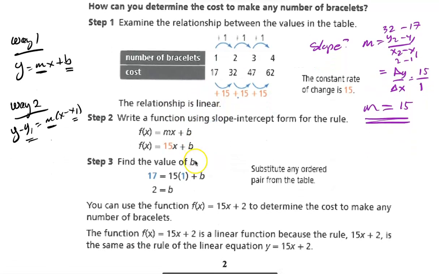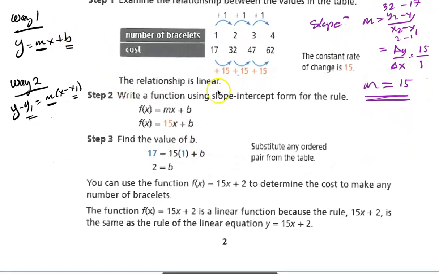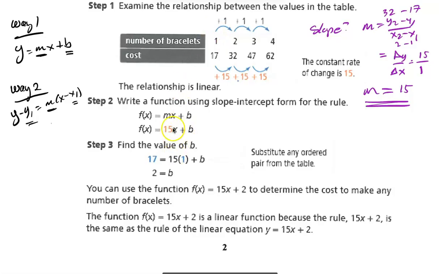And then right here, they show you how they did way 1. If I'm doing way 1, I have my slope, you plug it in. Now I have to find my b. How do you do that? You find a point, and you plug it in for your x and your y, which again, remember, f of x is your y. So in this case, they use 1 and 17. And then once they do that, you solve for b. So 1 times 15 is 15, minus the 15 from both sides. You get b equals 2, and then you rewrite it, and you get f of x equals 15x plus 2. So that's one way to do it.